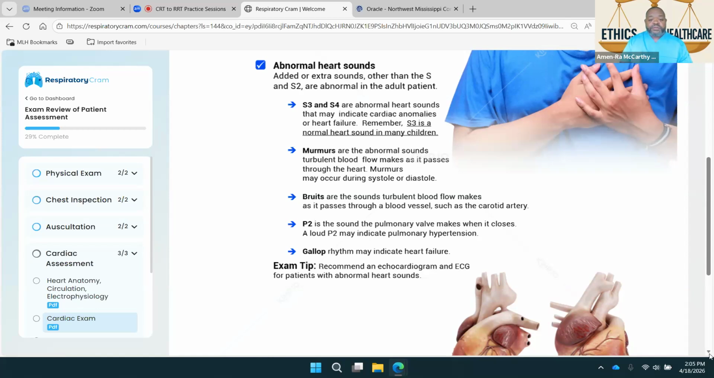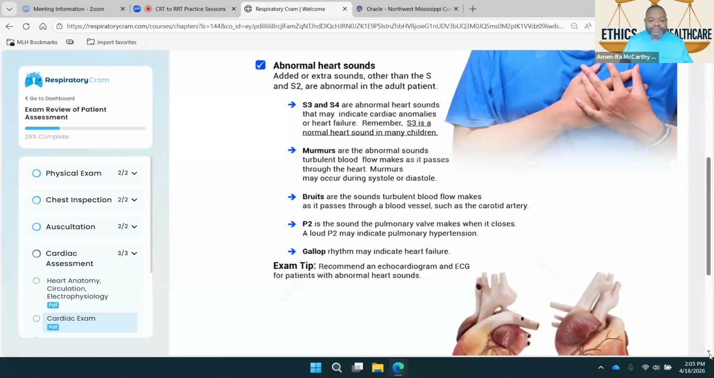Murmurs. Murmurs are abnormal heart sounds of turbulent blood flow as it passes through the heart. Murmurs may occur during systole or diastole. So it may happen during depolarization or repolarization. It may happen during contraction or relaxation, right? So I keep saying it because I want you to be able to synonymize these words together. They mean the same thing, but you may see them several different ways. I don't want you to get tricked, all right?